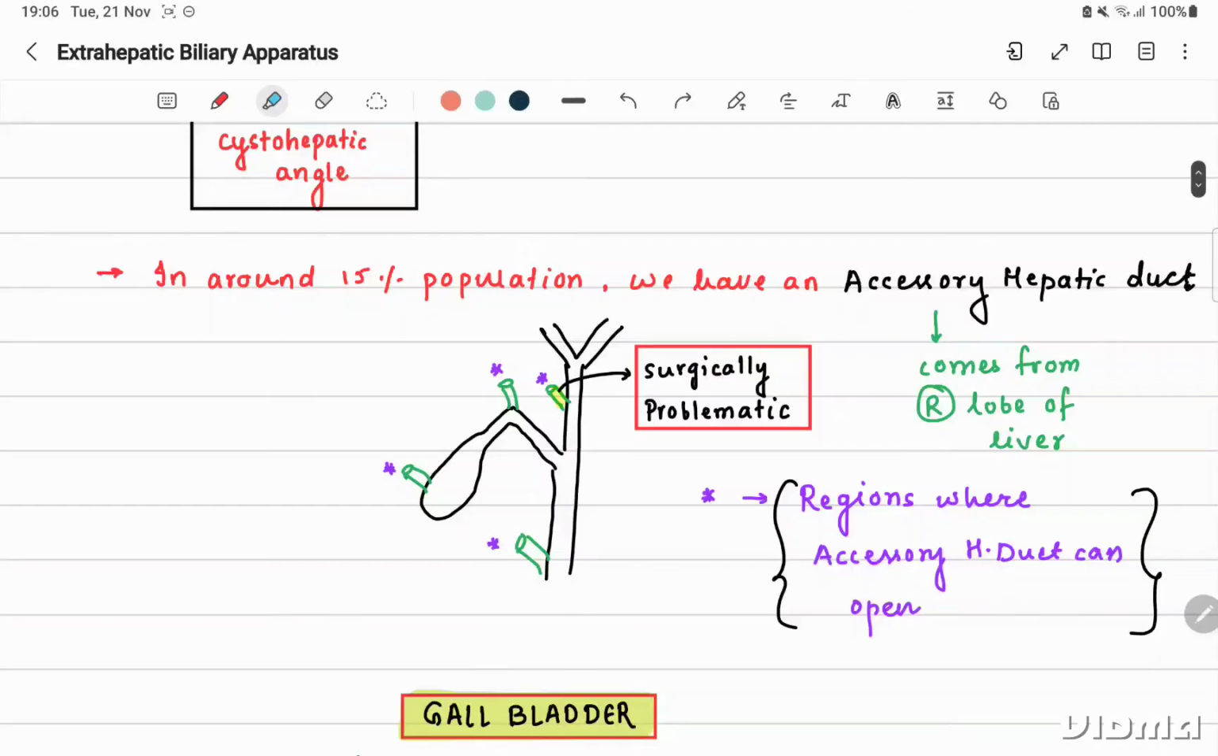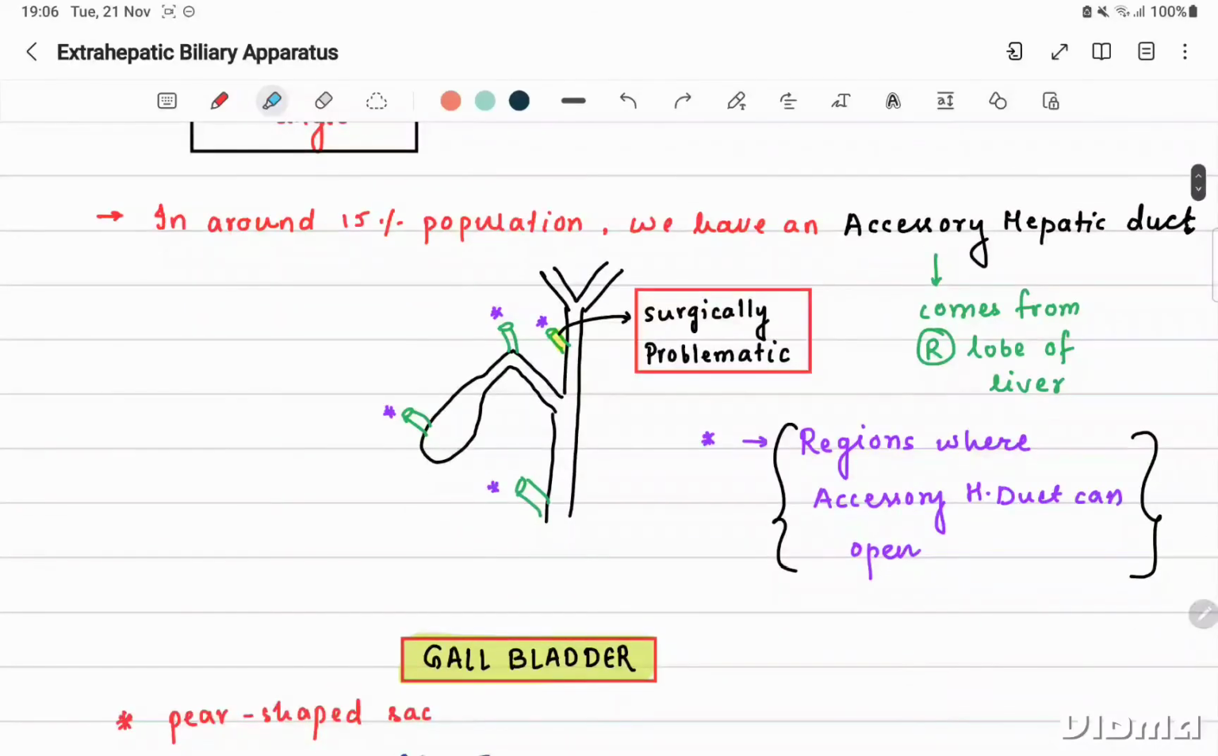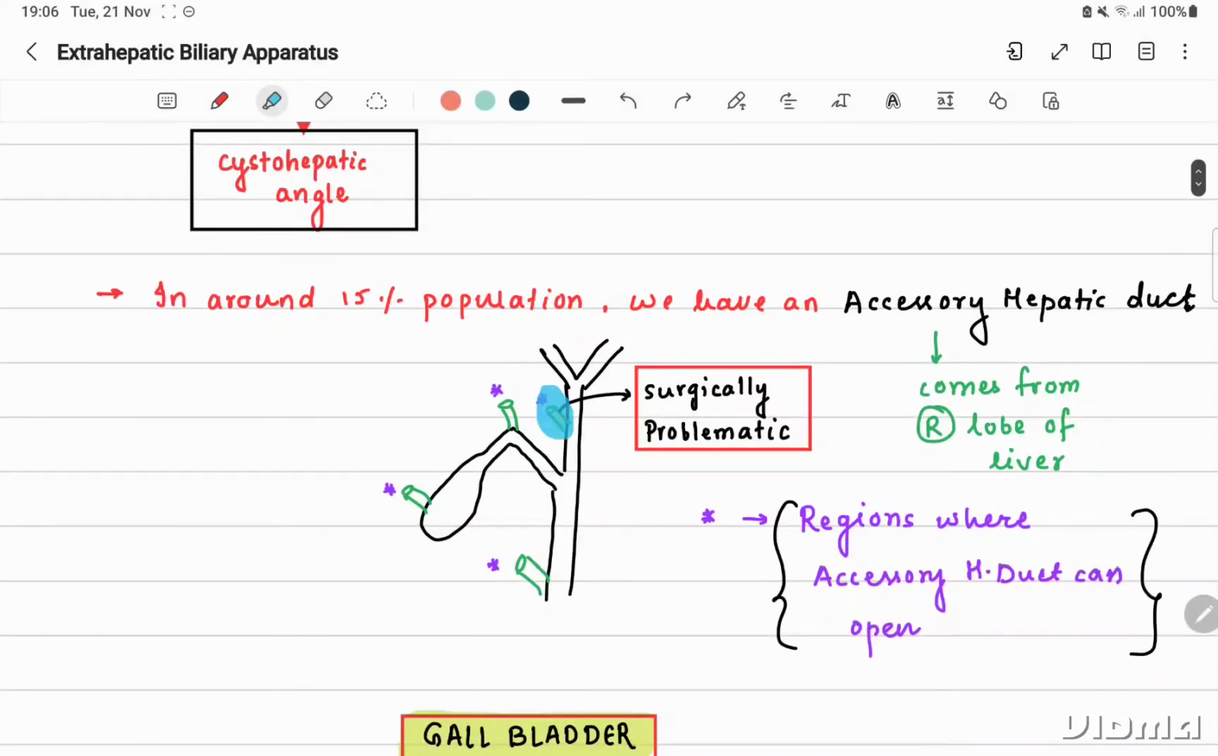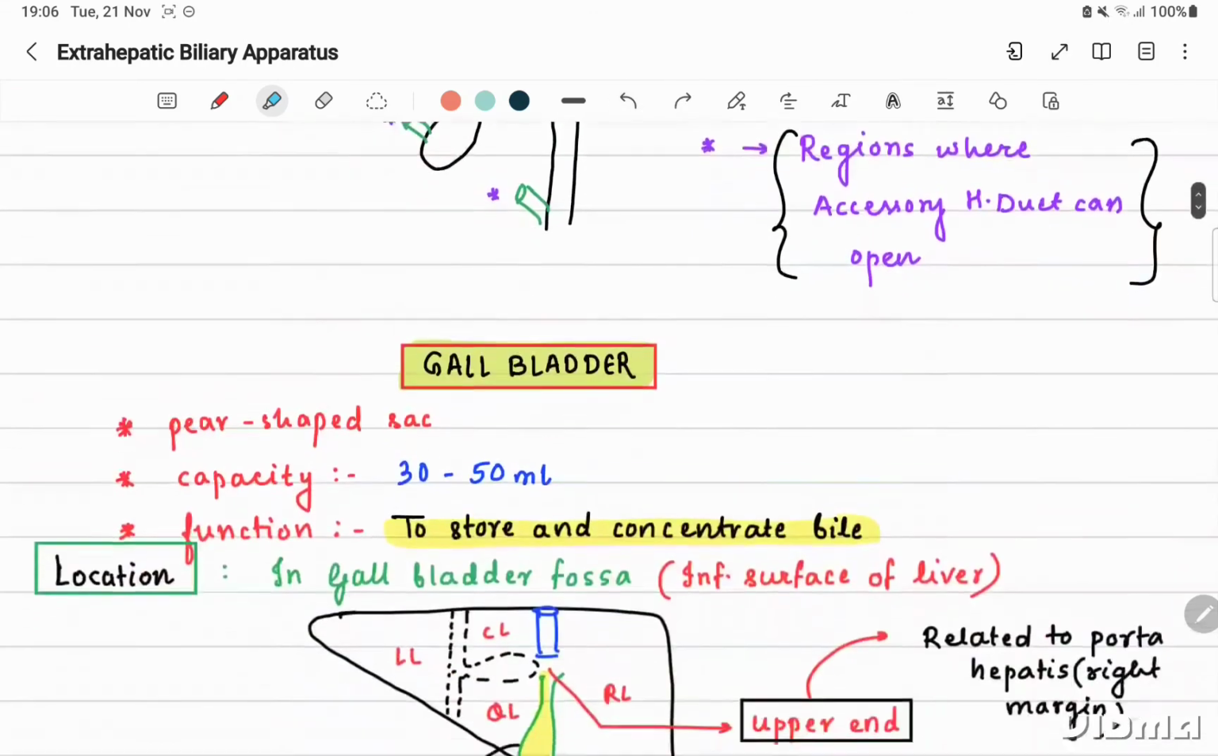There are many regions where accessory hepatic ducts may be present: in your cystic duct, in your gallbladder, or at the junction of the common hepatic duct and the cystic duct. It may also be present in the common bile duct, and here it is surgically very problematic, because you run a risk of cutting these ducts.